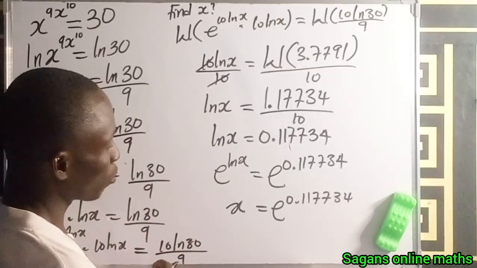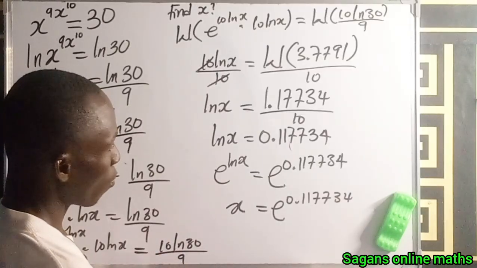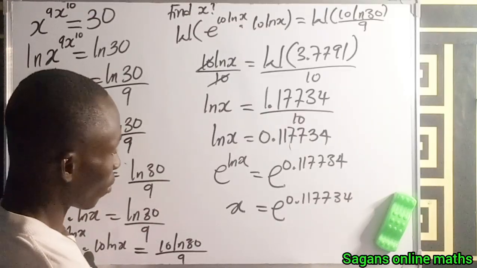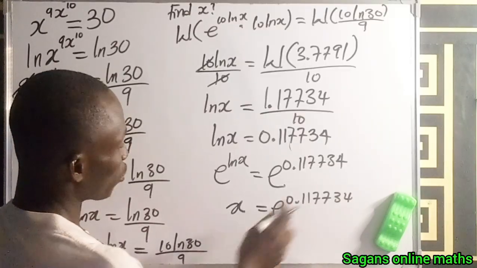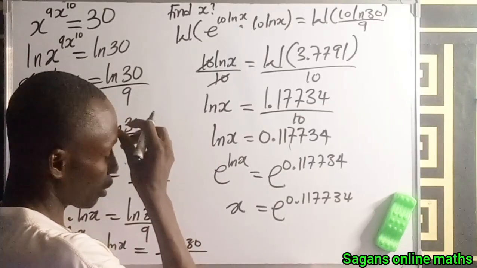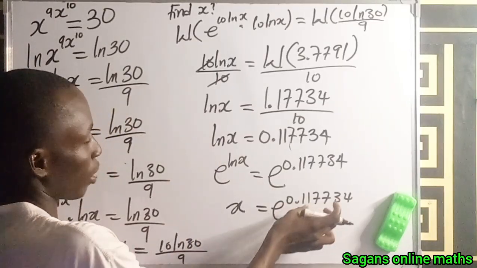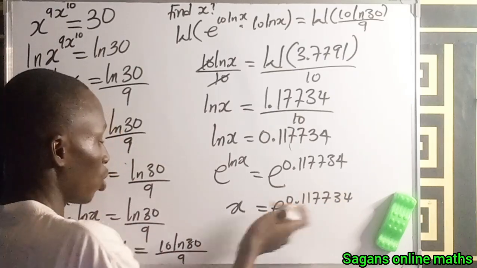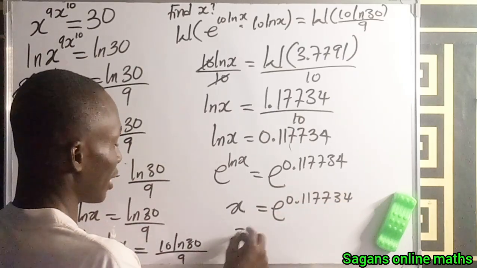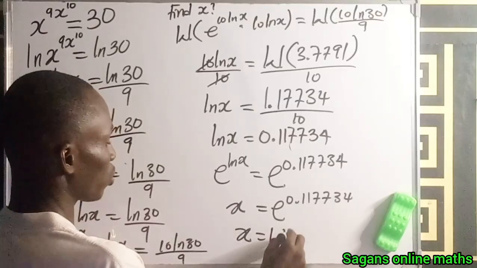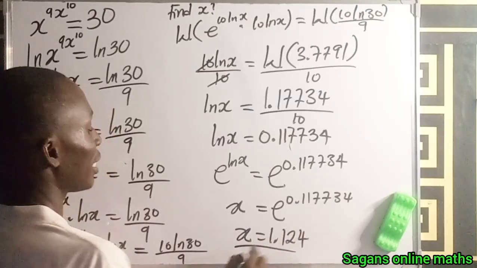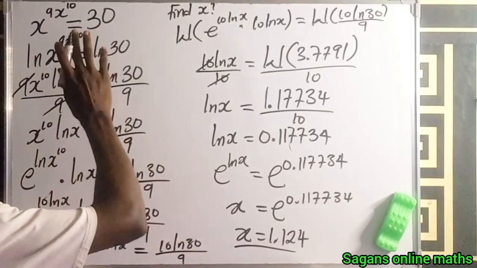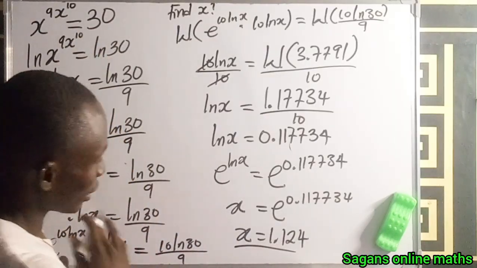Now at this point, what are we going to do? Remember, if you're working with logarithm and you have e to the power, you're talking about the anti-log. What is the anti-log of this number? We have that in 3 decimal places, x is equal to 1.125, and this is the correct answer to this particular question. This is as simple as that.